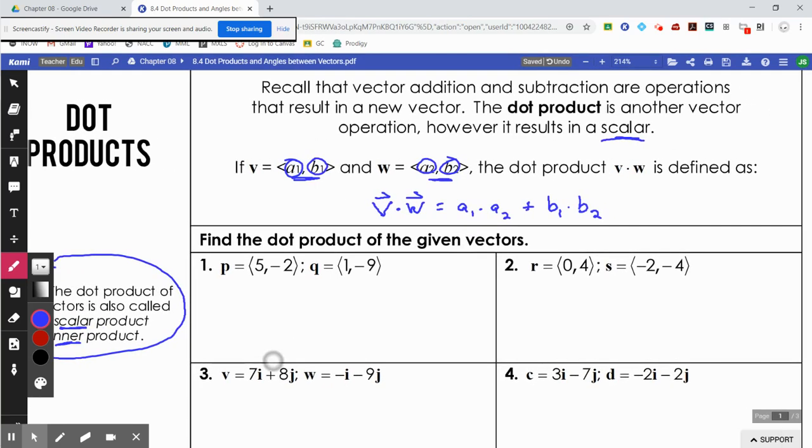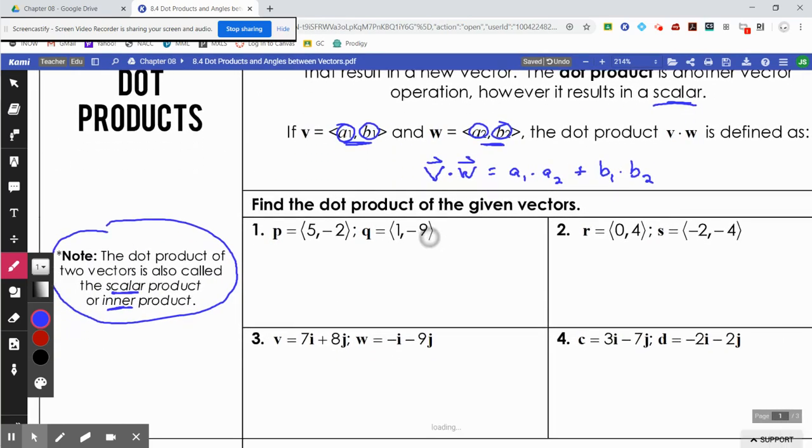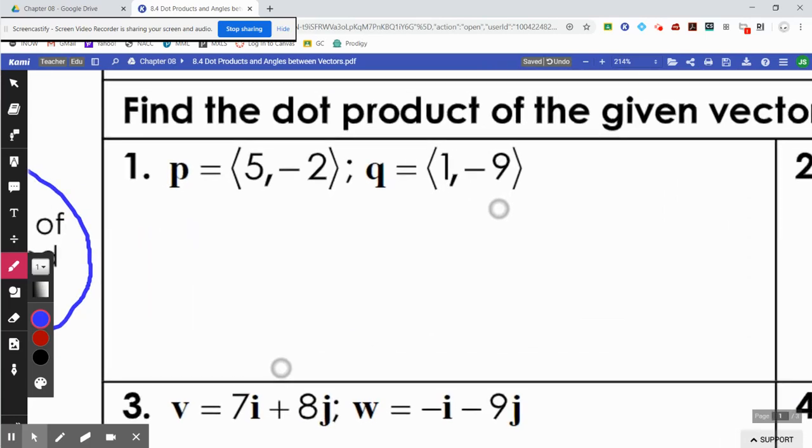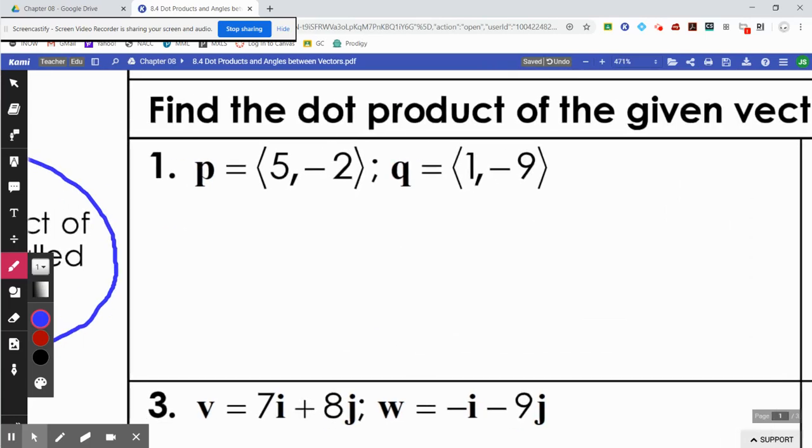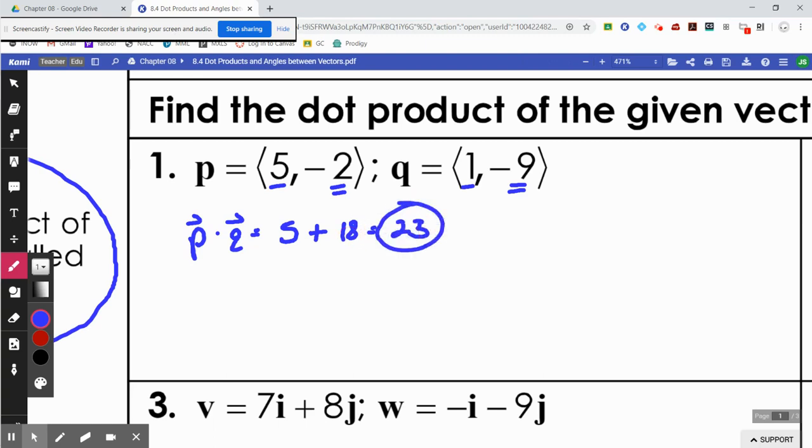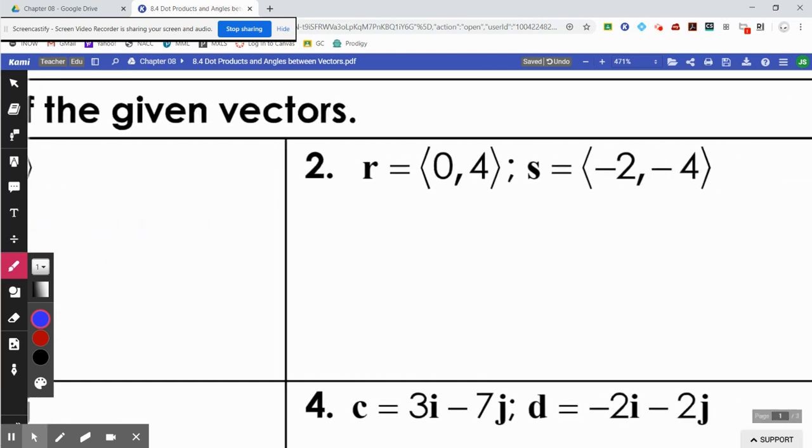Let's find some dot products with some vectors. Let me zoom in here. So our first one, to find P dot Q, we're going to multiply our a's together. 5 times 1 is 5. Plus, multiply your b's together, and it gives you 18. 5 plus 18 is 23, and that's it. The dot product of these two vectors is simply 23.